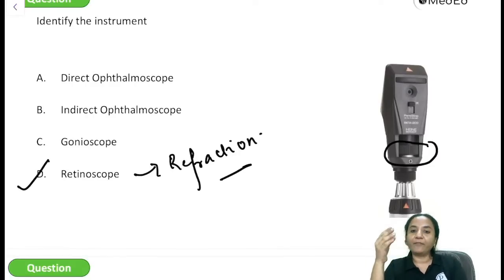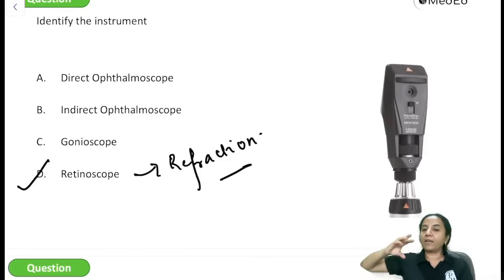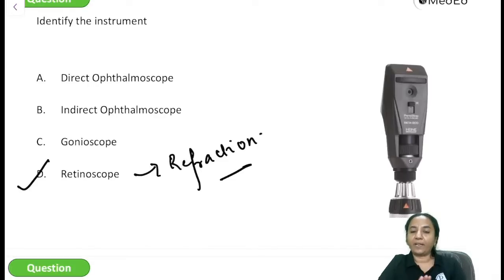So do not confuse it with the name. Even though its name is retinoscope, this is not meant for evaluation of the retina. The instrument for retina evaluation is called the ophthalmoscope. So its name is ophthalmoscope, and it is used for retina evaluation. This one's name is retinoscope, but this is not for retina evaluation, it is for refraction.